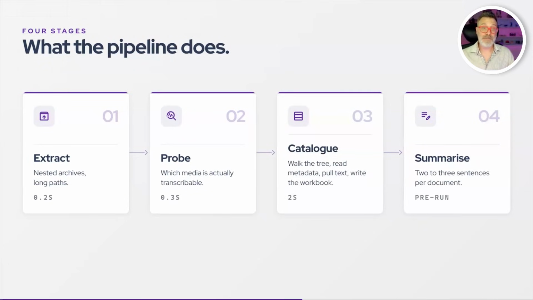So 4 steps, and this is all of them. Extract, which handles the nested archives and the long paths. Probe, which checks the media for anything transcribable. Catalog, which walks the tree, reads metadata off every file, pulls readable text out of the PDFs and the Office documents, and writes the workbook. And Summarize, which is the one step with real latency. And I'll come back to that in a second. Every command behind those 4 steps will be in the toolkit. Copy and paste ready. You don't have to memorize anything from the screen.